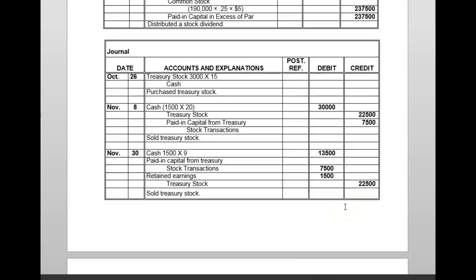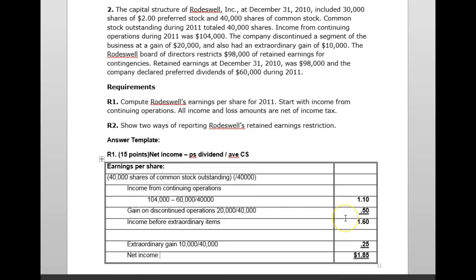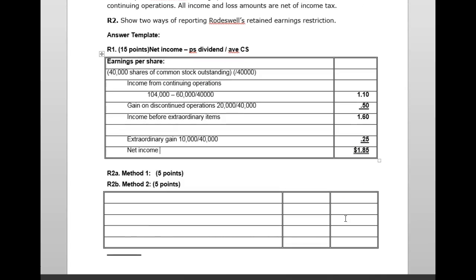So now you have figured out how to do dividends, and now earnings per share. And then they ask about a method of how to show appropriated retained earnings. And I'm going to let you go to the book for that one. That's pretty explicit. There's 2 ways of doing it, so you can tell me how that goes.